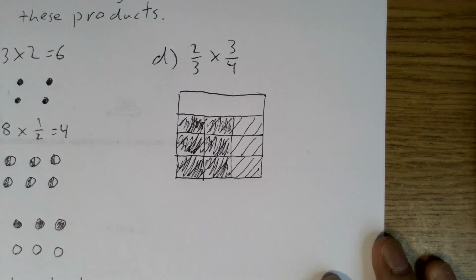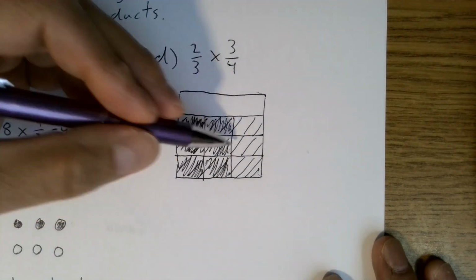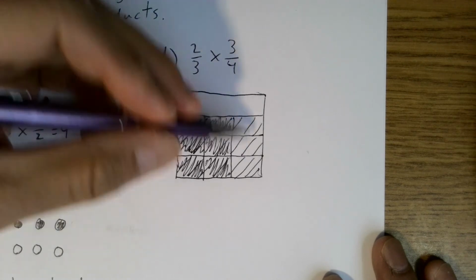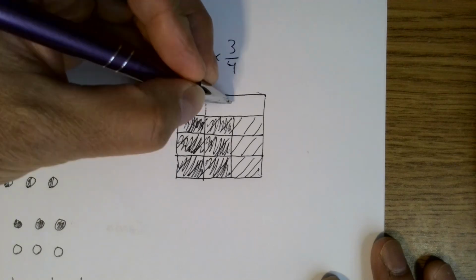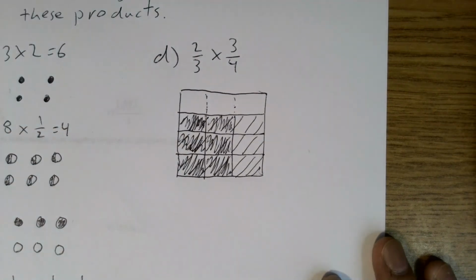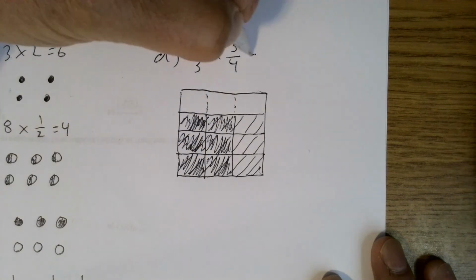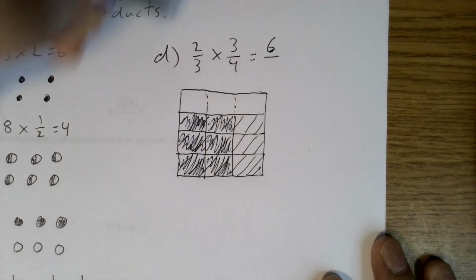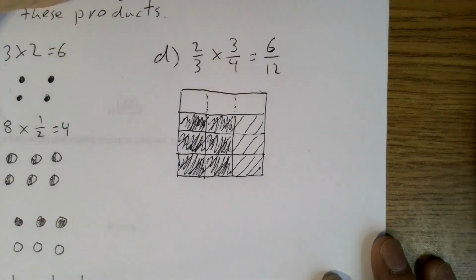two-thirds. So basically I shaded in 2 of the 3 columns. So now I've got 2/3 of the original 3/4 I started with. I'm going to draw in these dotted lines to make all the pieces the same size. And now I can see I've got 6 out of 12 pizzas, which is of course a half.